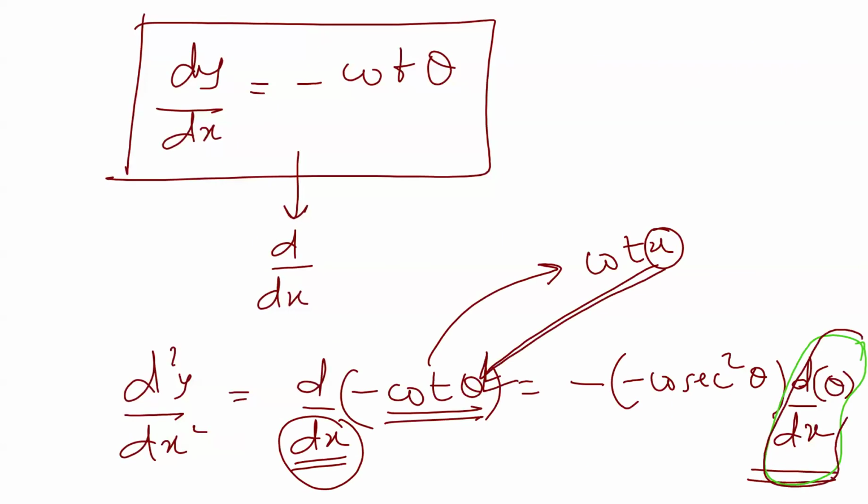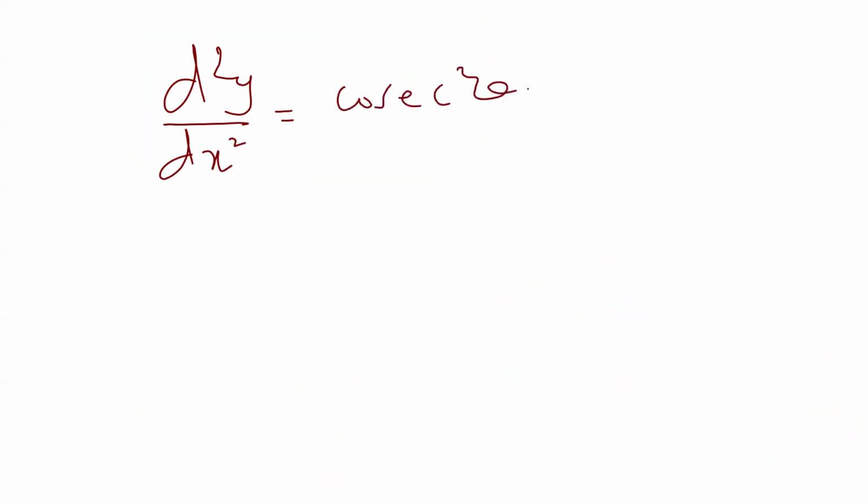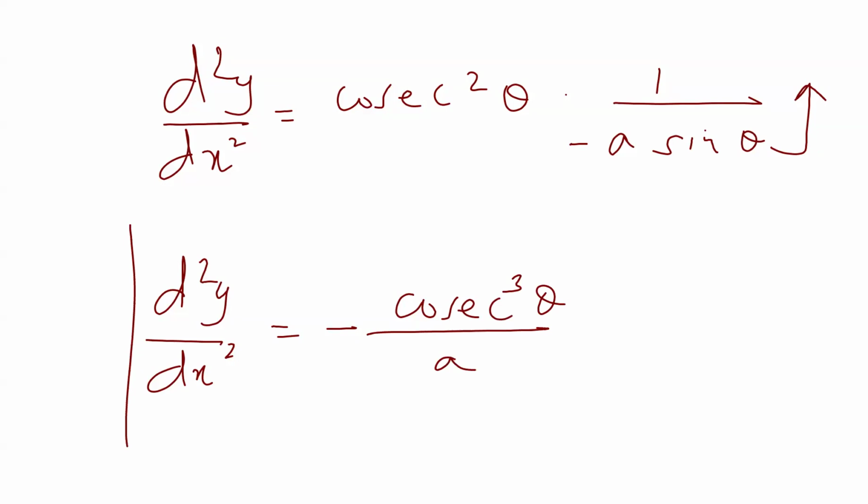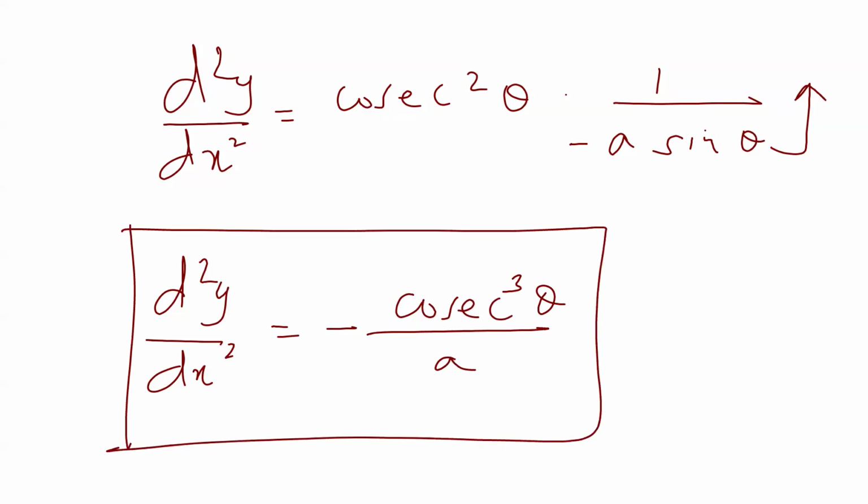So what is d theta by dx? 1 upon minus a sin theta, which is the reciprocal. d square y by dx square is equal to cosec square theta times 1 upon minus a sin theta. So d square y by dx square: the negative sign goes up, the sine goes up, it becomes cosec. So this will be cosec cube theta upon a. A will remain down.